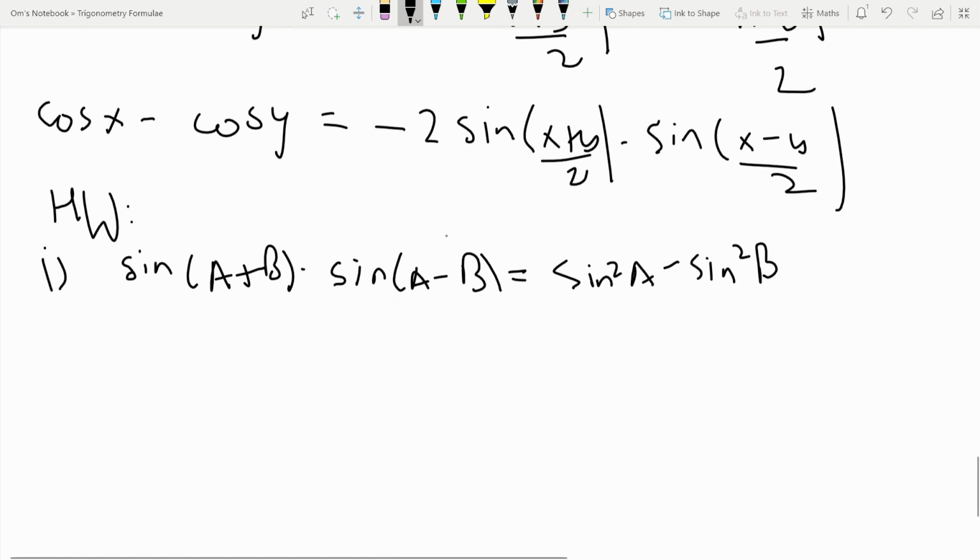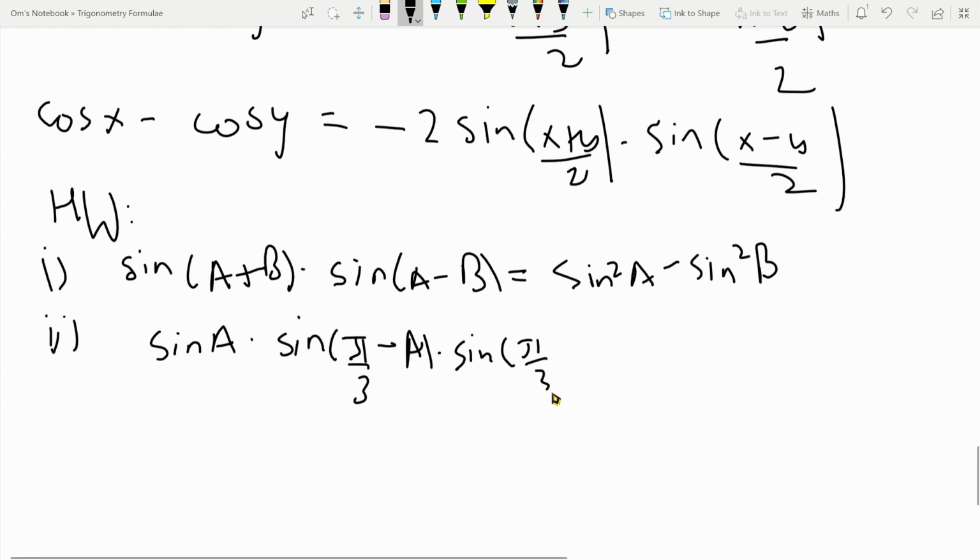Alright, now the second identity is sine of a into sine of (pi by 3 minus a) into sine of (pi by 3 plus a) is equal to 1 by 4 sine 3a.